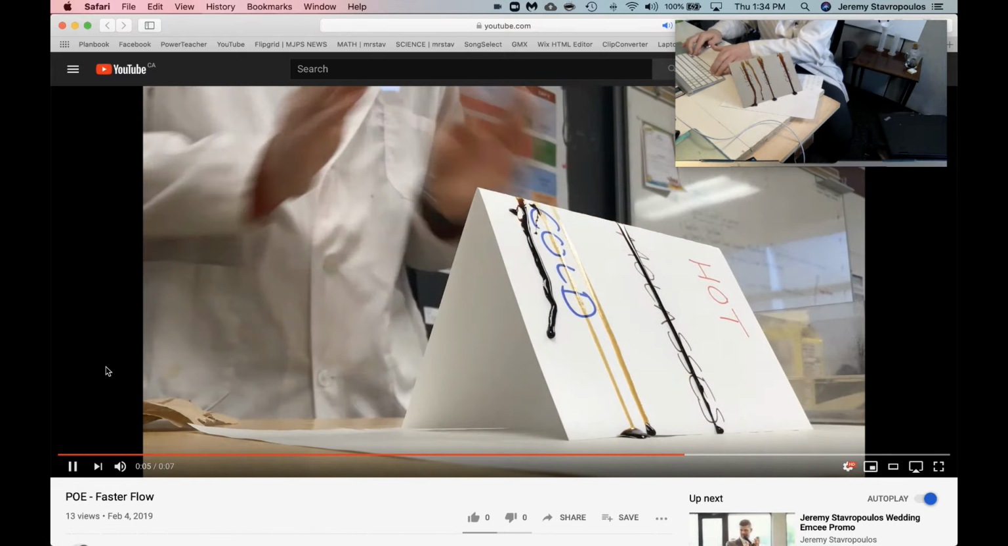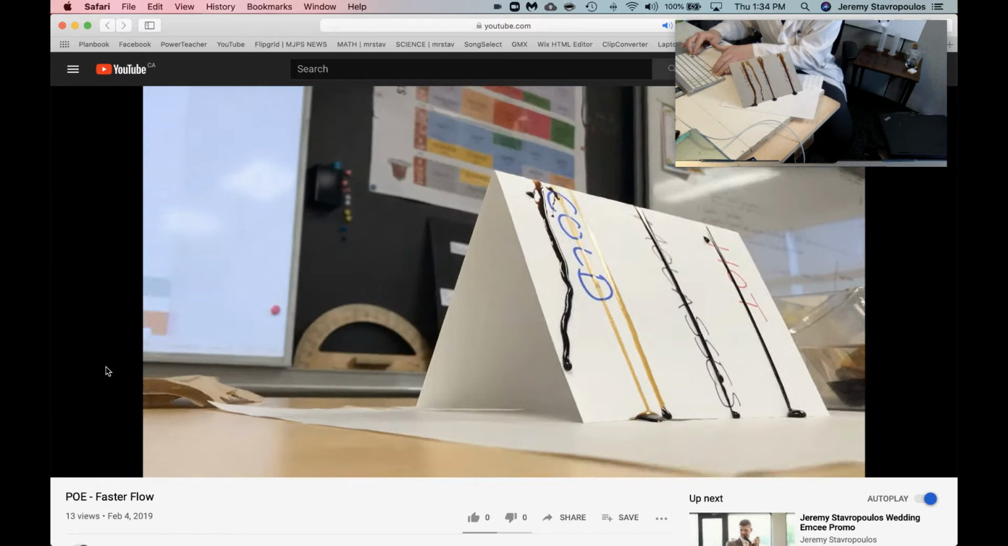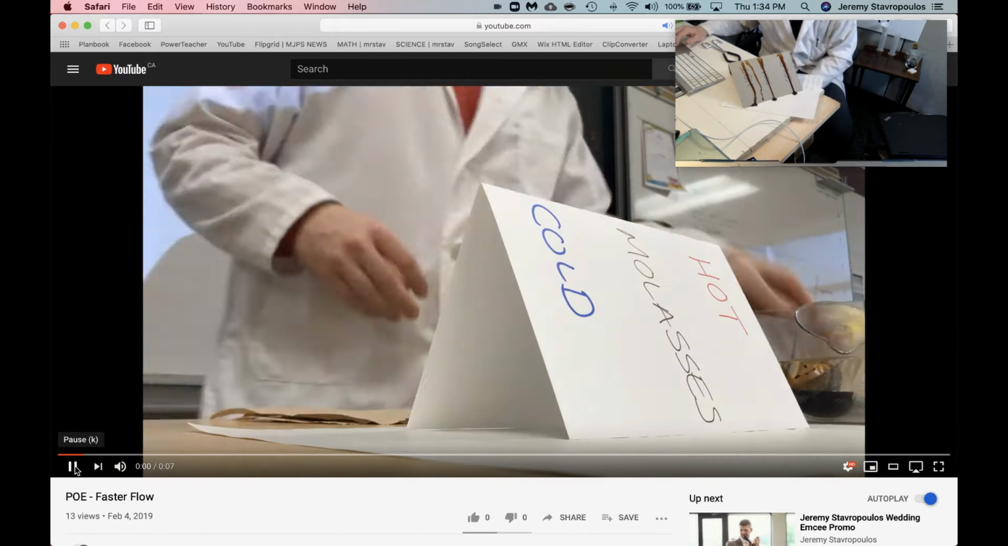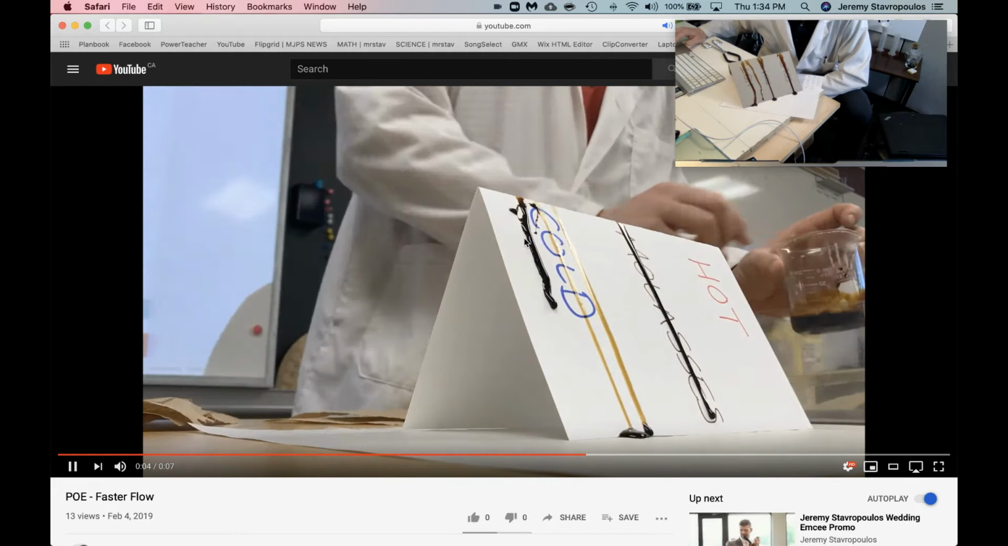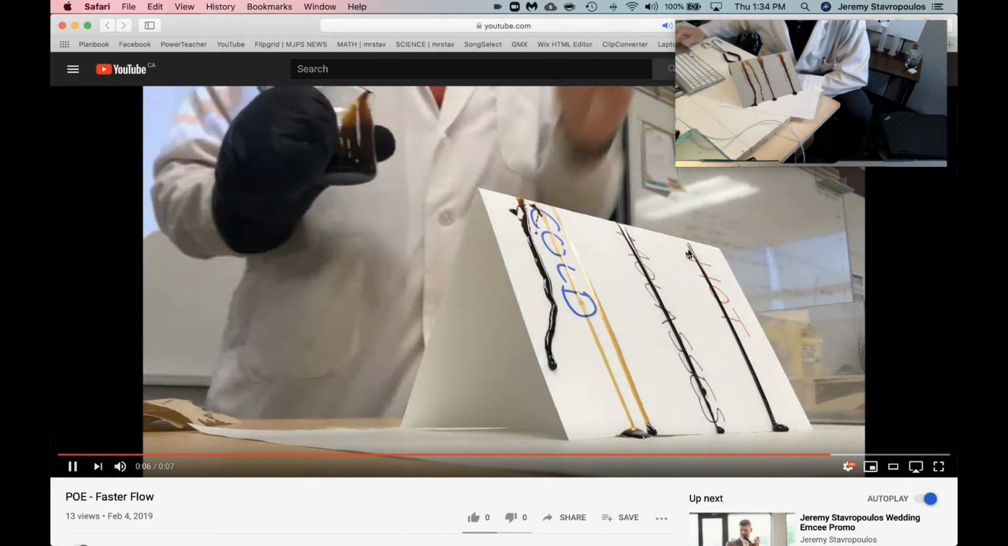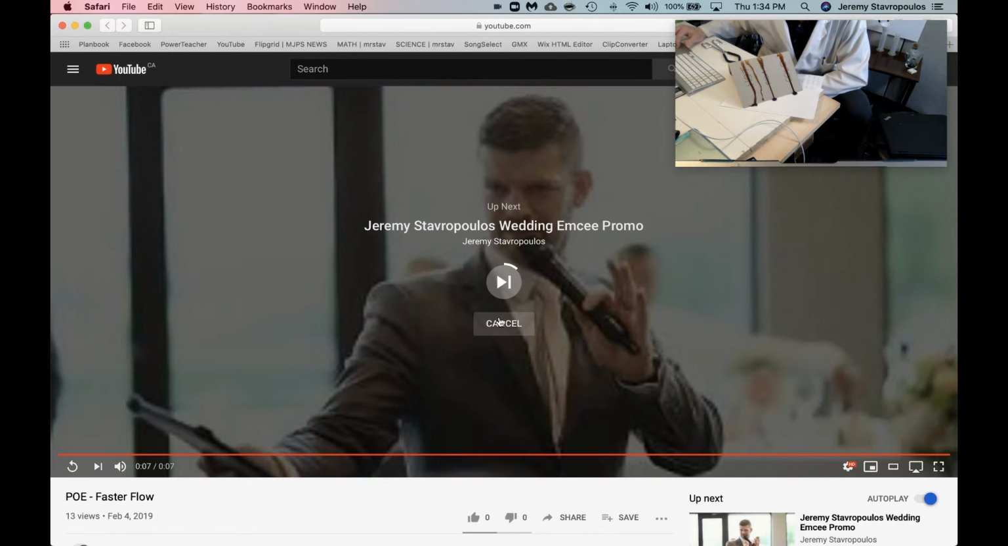Fun experiment. It really shows particle theory, right? When particles are hot, they move a lot faster. And when they're cold, they don't move as fast.